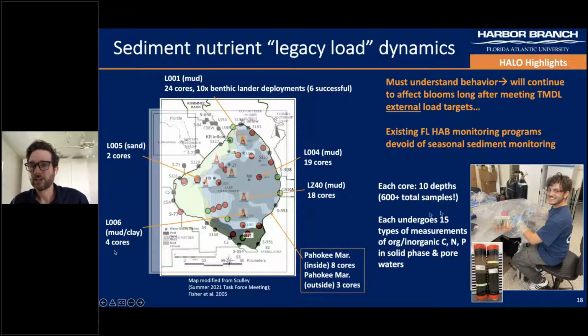Each core we section into 10 depths. We have 5 millimeter resolution in the top few sections, so that allows us to then calculate diffusive fluxes using Fick's law. Each one of these sediment samples, both the pore waters and the solid phase samples, undergo a whole bunch of measurements, pretty much everything you could think of in terms of organic and inorganic nutrient forms, as well as the partitioning of phosphorus onto solid phase minerals using a modified Tessier extraction.